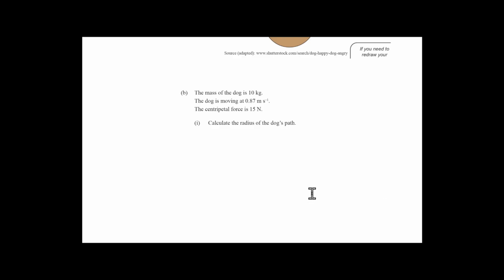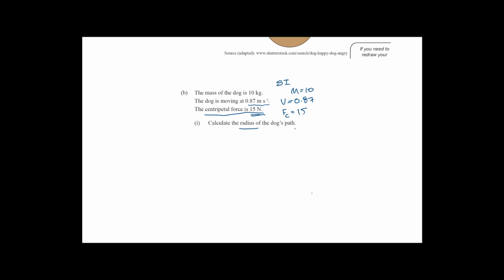The first real question is this one here. The mass of the dog is 10 kilograms, so it's already in our SI units, which is good. So m is 10. The dog is moving at 0.87 meters per second, which I guess is the speed that he's going around the circle. So that's our velocity, 0.87. And it tells us that the centripetal force is 15 newtons. So it's already in SI units for us. So the centripetal force is 15.